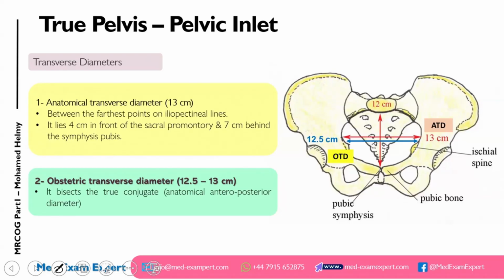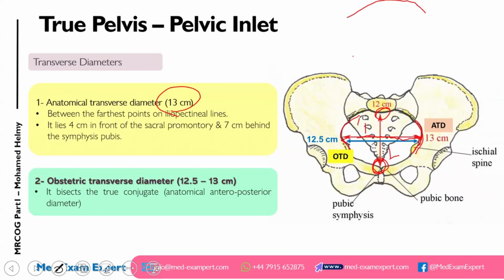This line and this line. We measure the farthest point from here to there. It's about 13 centimeter. And when we draw this line and measure the distance transversely to the anterior point and the posterior point, we find that this line is 4 centimeter in front of the sacral promontory and 7 centimeter behind the symphysis pubis.